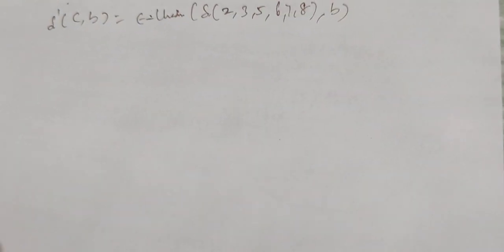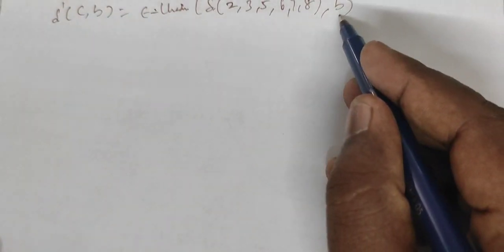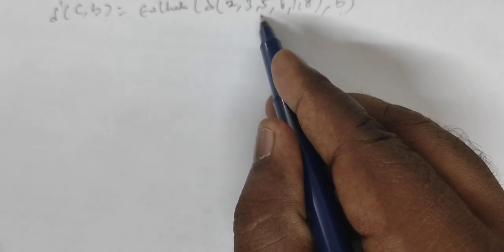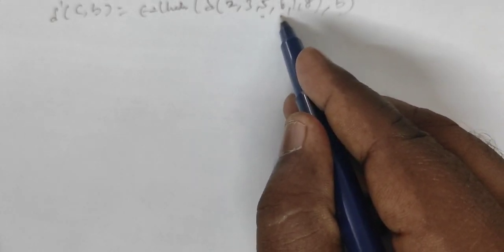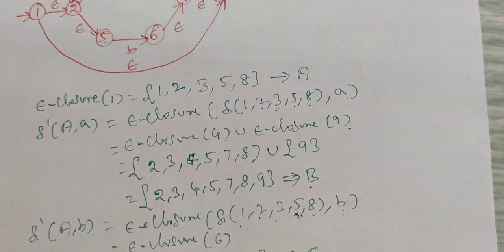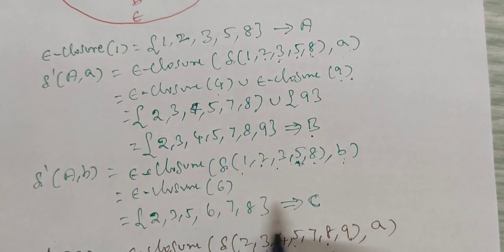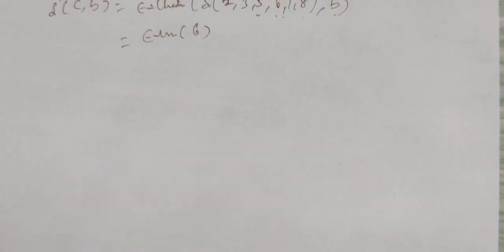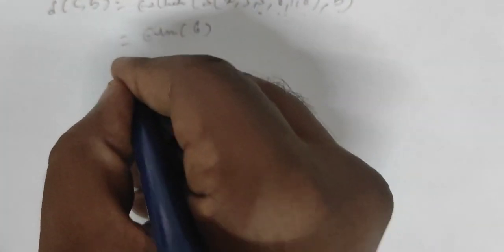When we apply B, now listen carefully. The only possibility is that 5 will go to 6. 6 you cannot apply, 7 you cannot apply, and 8 you cannot apply. So now epsilon closure of 6. We have already got an answer for epsilon closure of 6, which is C here. So we just make this as epsilon closure for C.